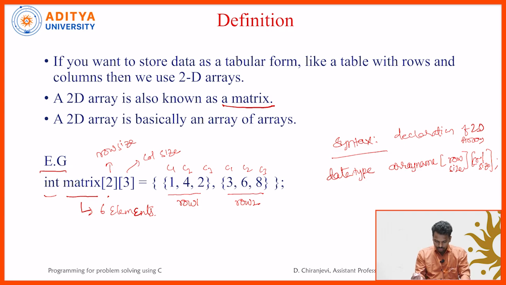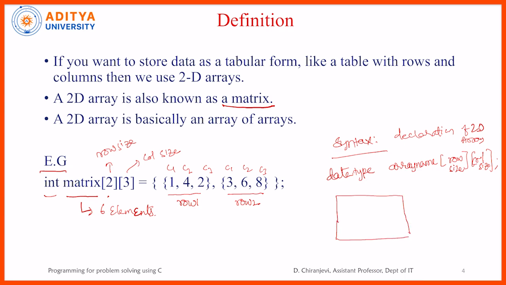If you look at the memory representation, in memory they will be stored like this. There are 2 rows and 3 columns. This is index 0 row, index 1 row. This is the first column, index 0, second column index 1, third column index 2. Now at 0 0 you can store 1, at 0 1 you can store 4, and at 0 2 you can store 2. Then at 1 0 you can store 3, at 1 1 you can store 6, at 1 2 you can store 8. In this manner the elements will be stored in memory.